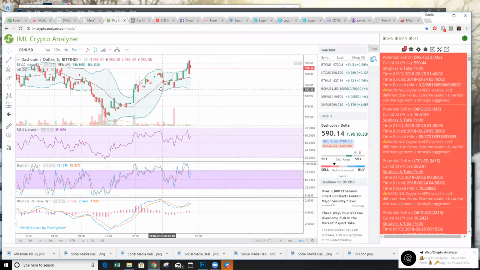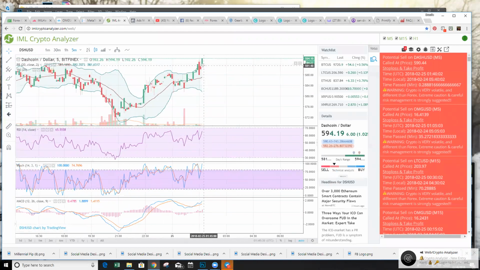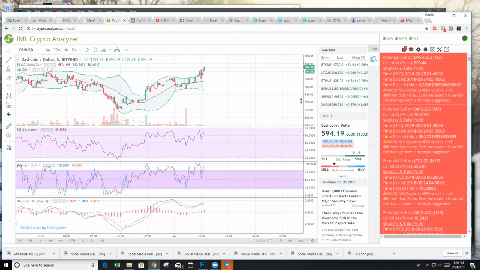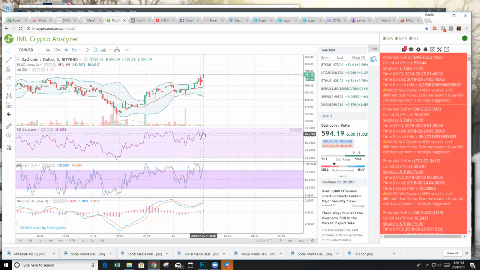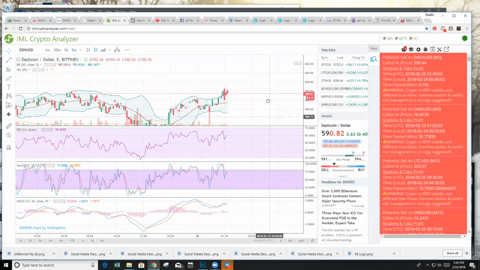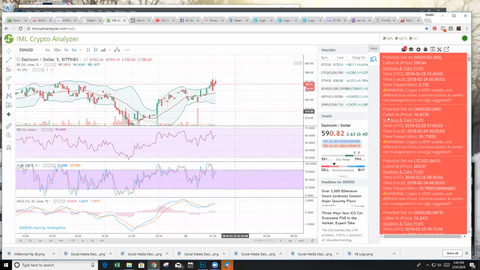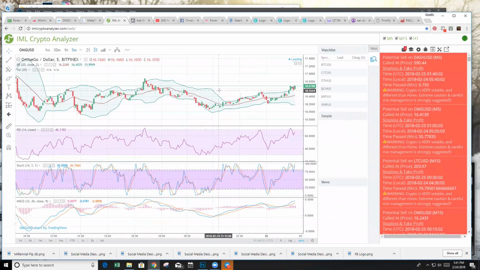So Dash USD. First confirmation would be touching the Bollinger Bands. It's doing that right now. It's pushing back up. This guy is not all the way back up there at the overbought. This one, not really. See how this one doesn't really look that good? This is too choppy for me. I don't really like this right now. And then the MACD is still pointed up. So this isn't that great of a signal. I'm going to hold off on that one.